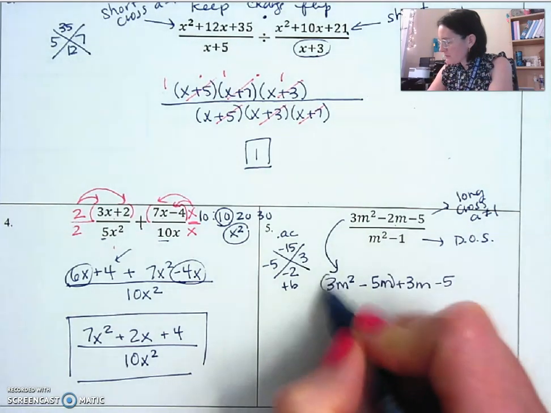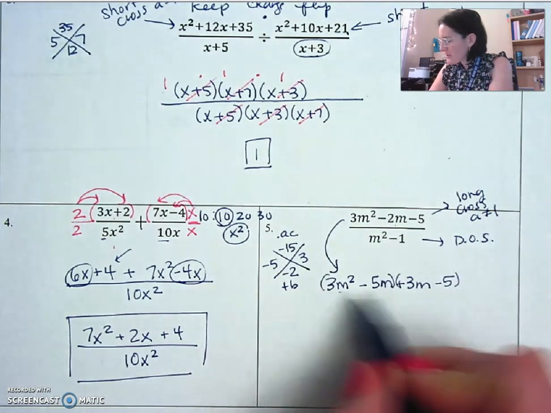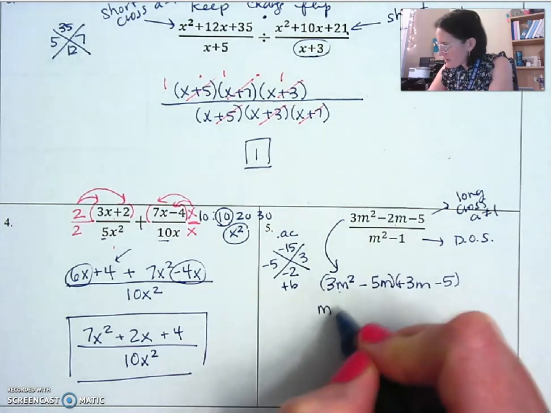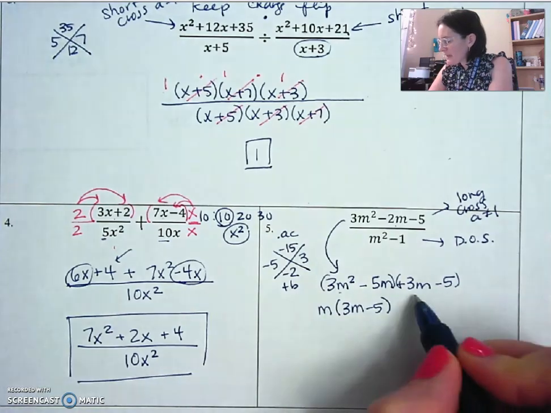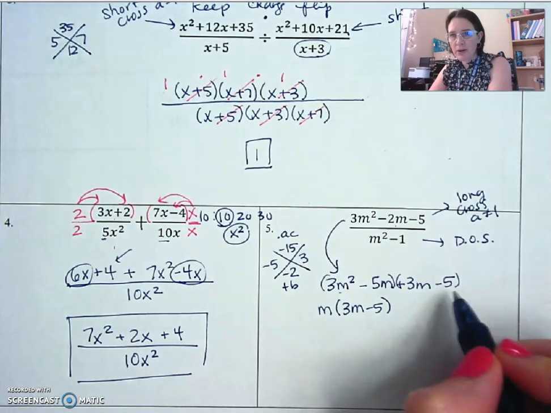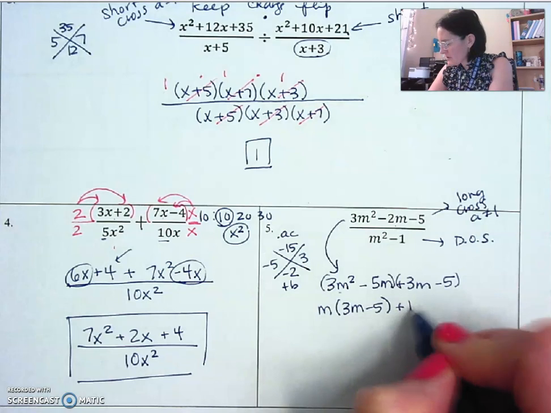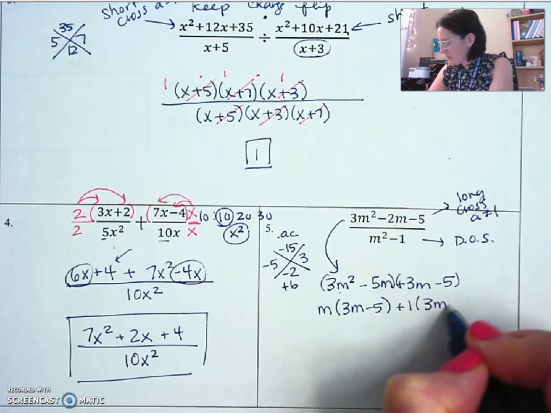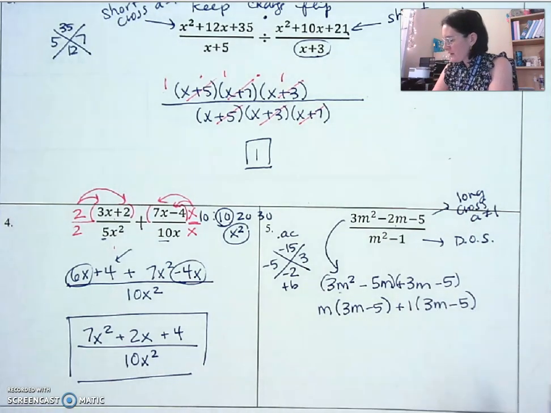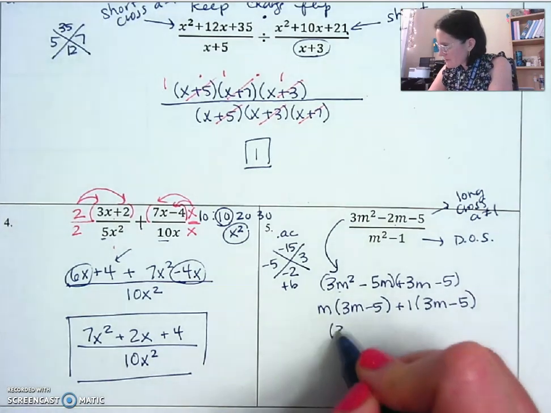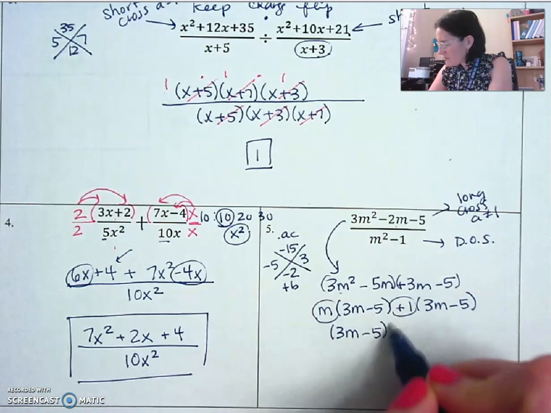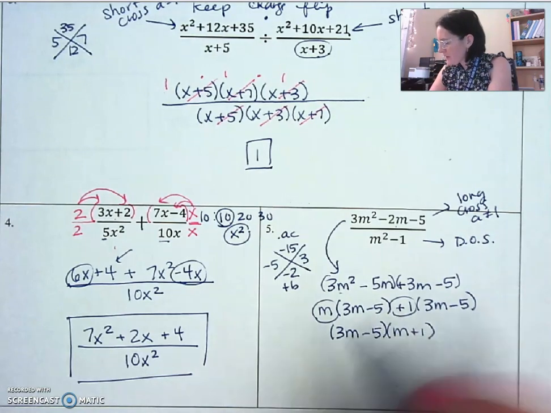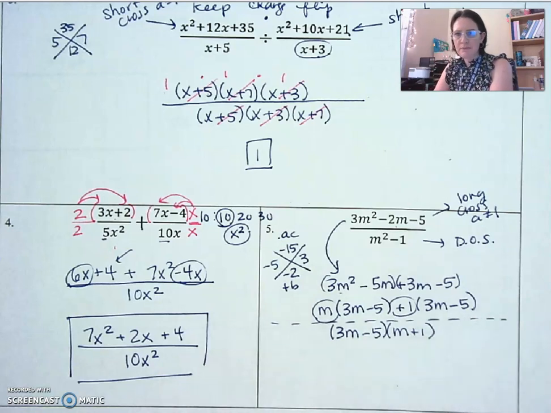I do my grouping. I GCF the first group, so m times 3m minus 5. The second group, they do not have, they're all prime, so we're going to use 1 as their GCF. That's the only thing they have in common. And now between the two groups, they have 3m minus 5 in common with an m plus 1. So that is my factored numerator.